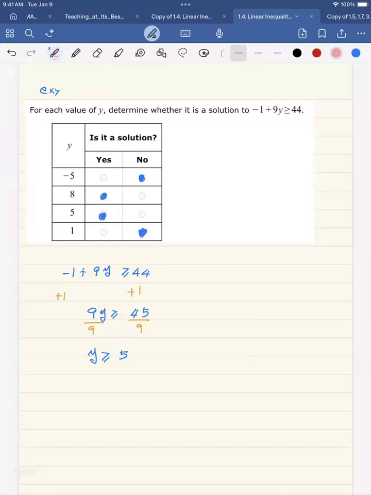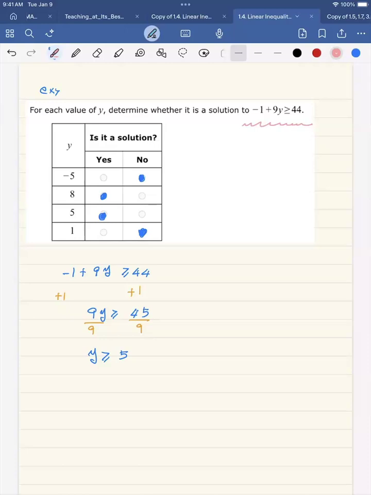In the next problem, for each value, we have to determine whether it's a solution to -1 plus 9y greater than or equal to 44. All we have to do is plug in the information and see whether that is true or false. Let's work with the first one.